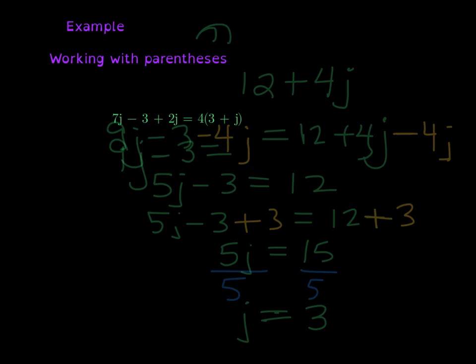So that's a nice question where it combines the two ideas of brackets and parentheses, and combining like terms, right? We had to start off by taking the 7j and the 2j and combining them.